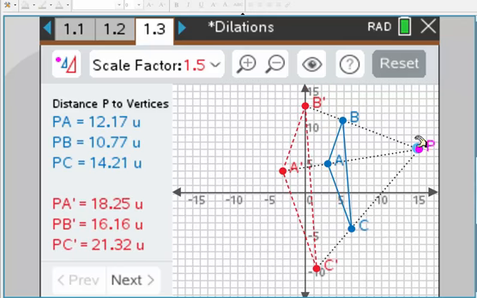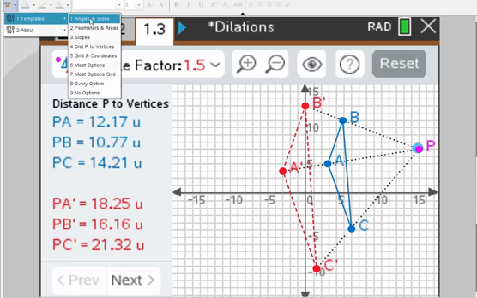So a lot of playing you can do here, a lot of things you can discover. Other things we could talk about are, like I said, the sides are going to be affected by the scale factor, but the corresponding angles are equal. We did this one. A lot of investigation you can do with dilations.